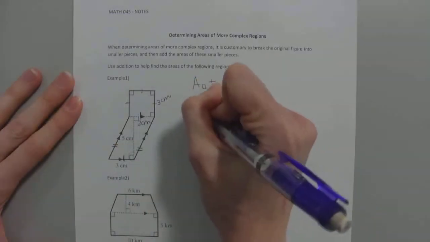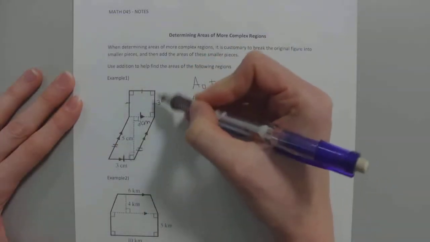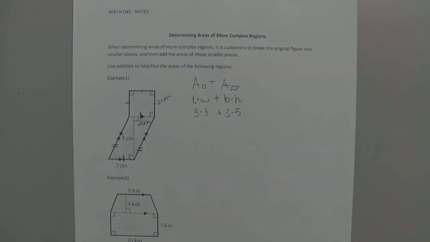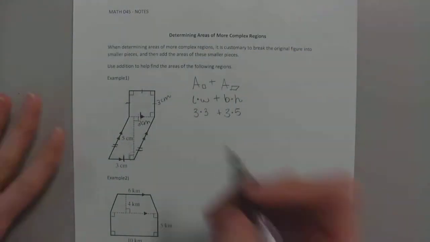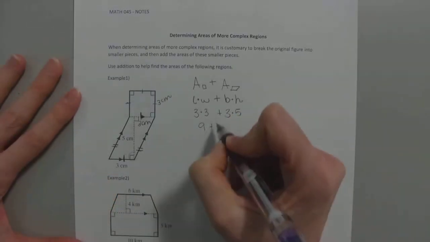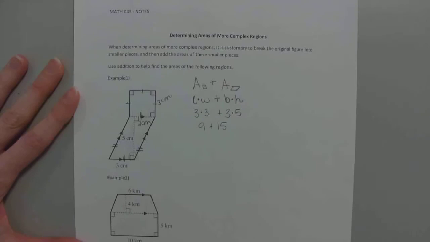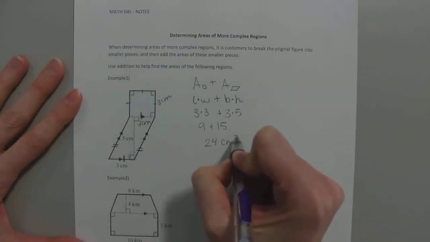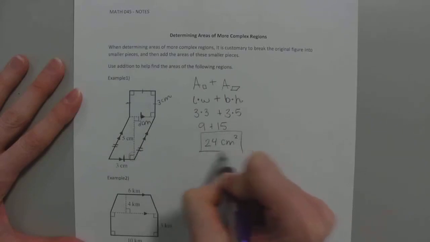So length times width, consider this the length, that's 3. Consider this the width, that's 3. So the square is just the side squared, right? 3 squared, or 9. And the parallelogram is just base times height, or 15. Does that look right so far, guys? So our final answer when you add the two is 24, but again, don't forget about our units squared.